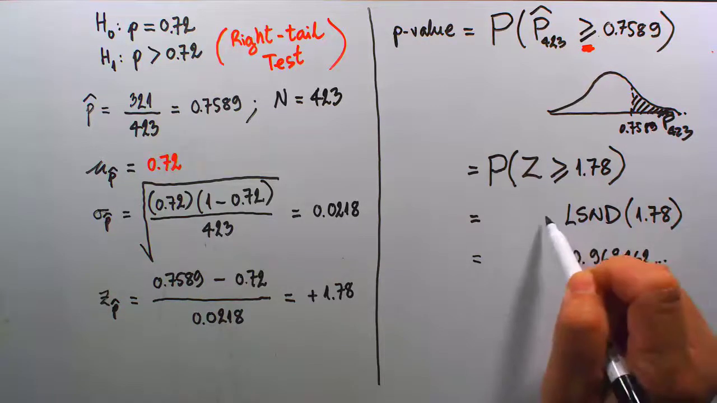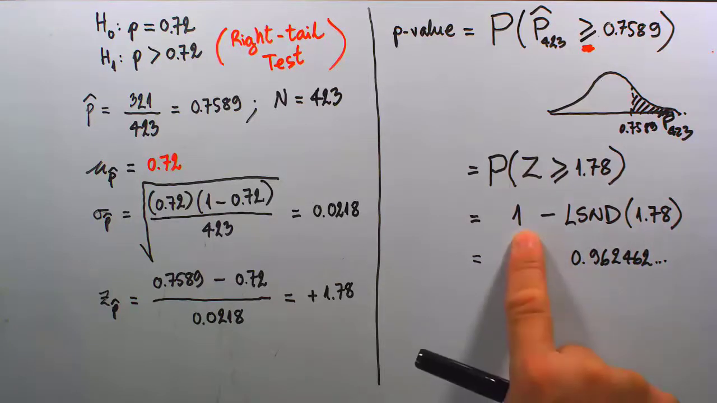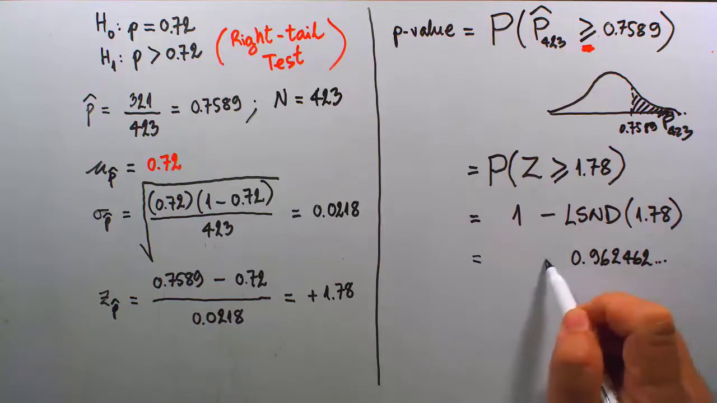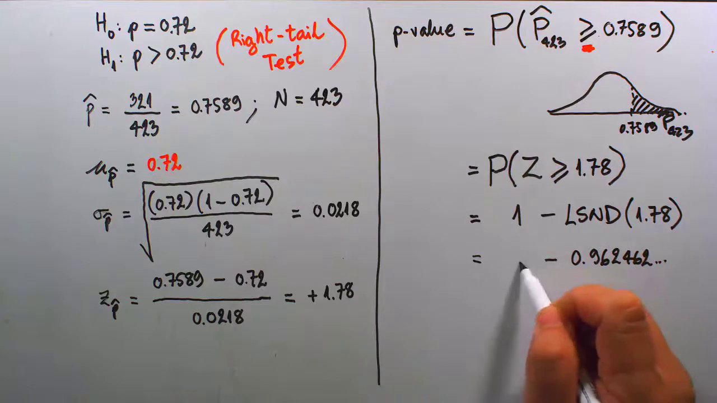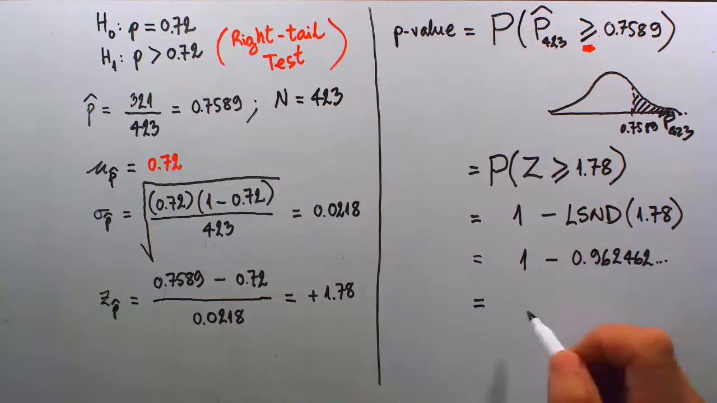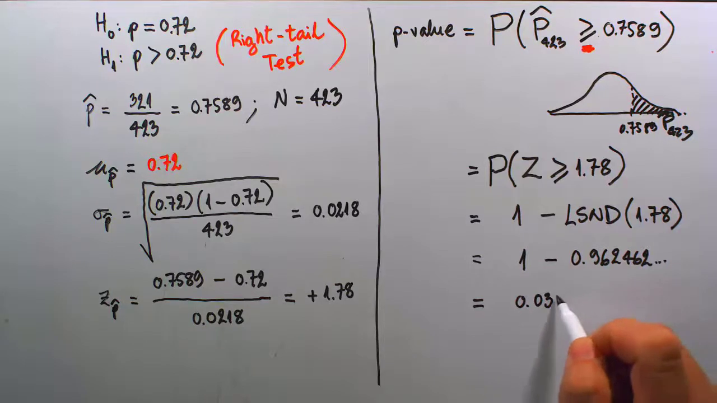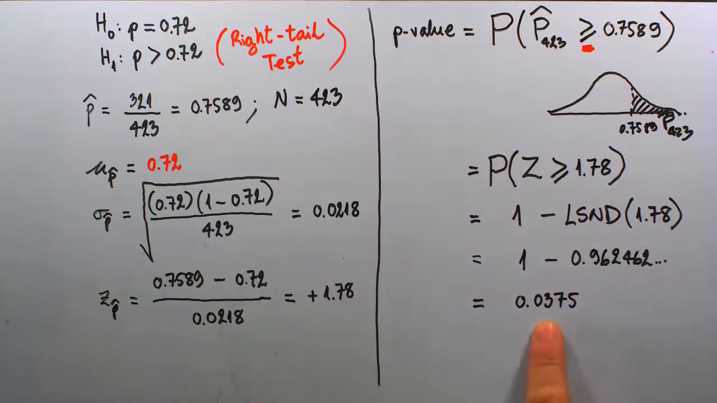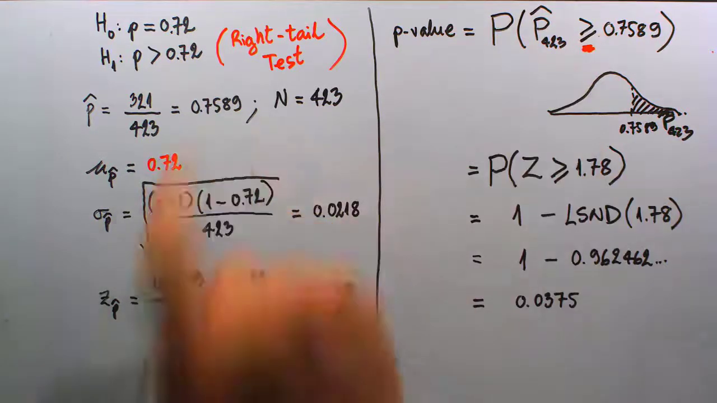We need to subtract the answer coming from LS&D from 1. So 0.962 and so on must be subtracted from 1. And so our final answer, in 4 decimal places, is 0.0375. This is our p-value for this particular sample value.